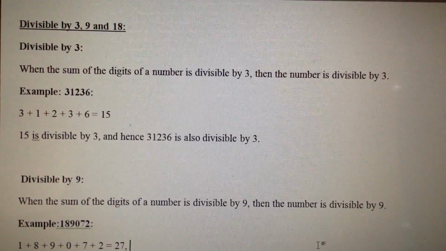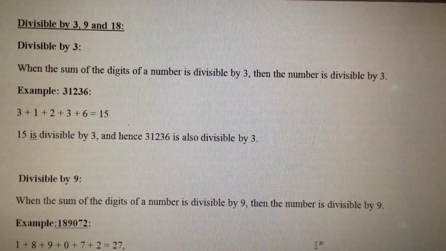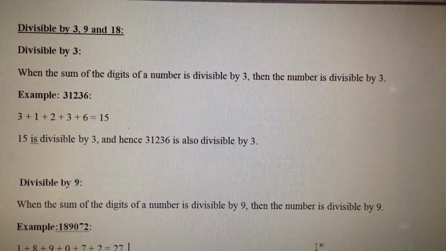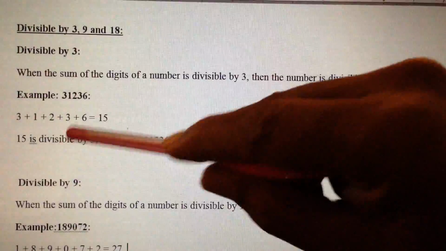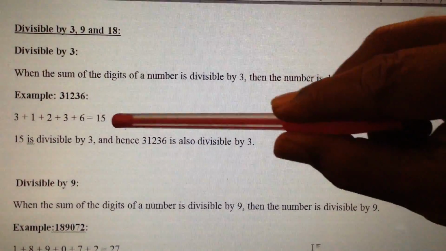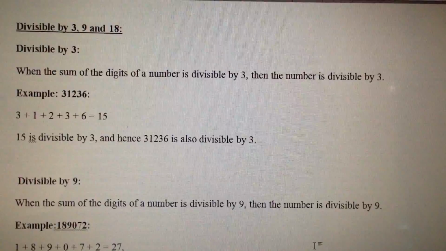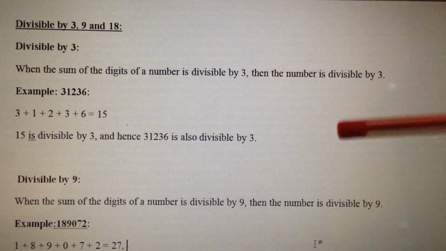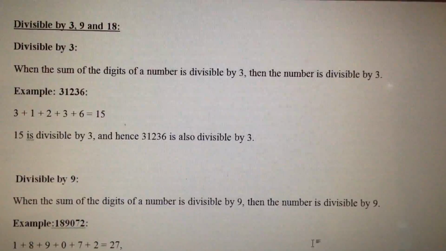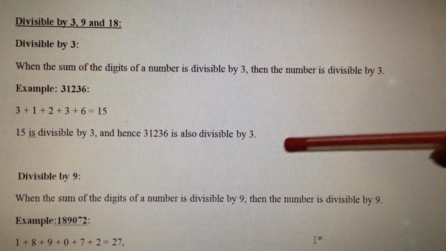Let us take an example. The number is 31,236 and the sum of the digits is 3 plus 1 plus 2 plus 3 plus 6, which is equal to 15. We know that 15 is divisible by 3 and hence the number 31,236 is also divisible by 3.